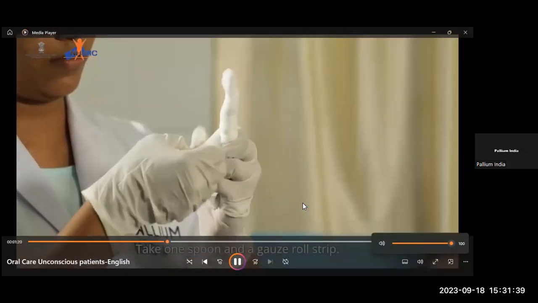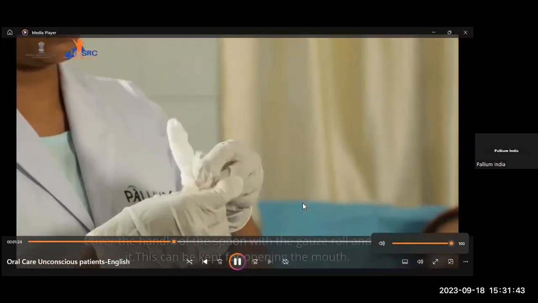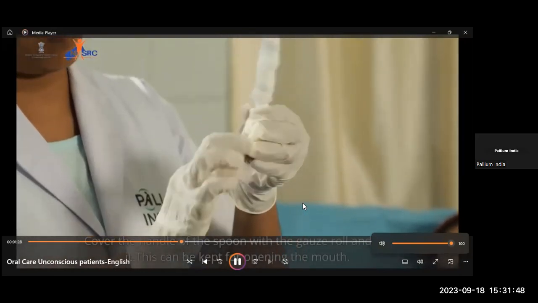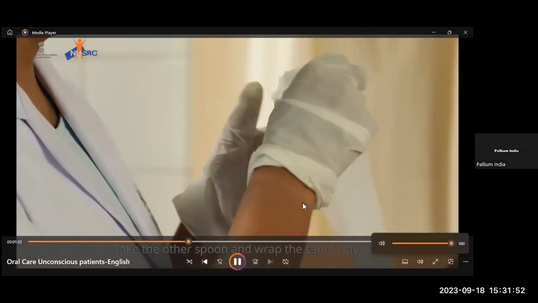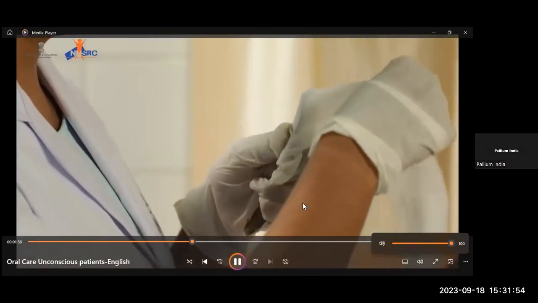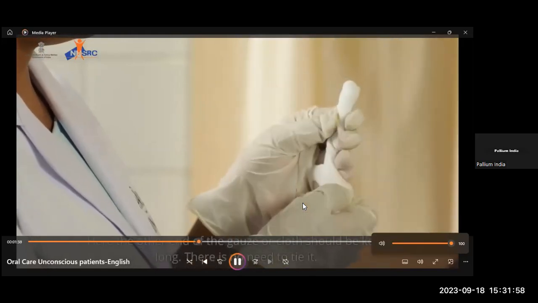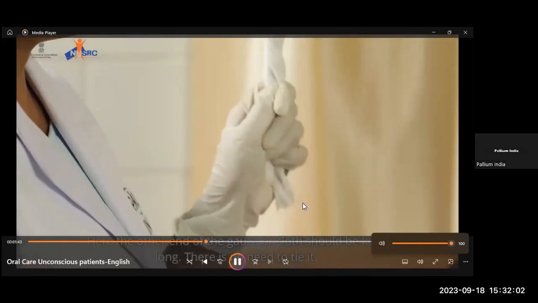Take one spoon and a gauze roll strip. Cover the handle of the spoon with the gauze roll and tie it. This can be kept for opening the mouth. Take the other spoon and wrap the same way. Here, the other end of the gauze or cloth should be kept long. There is no need to tie it.